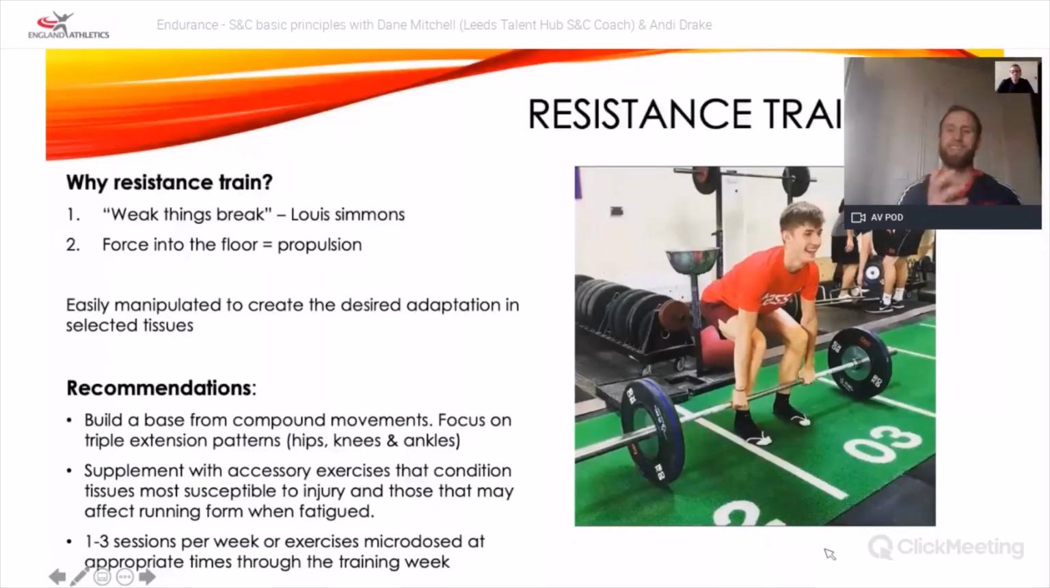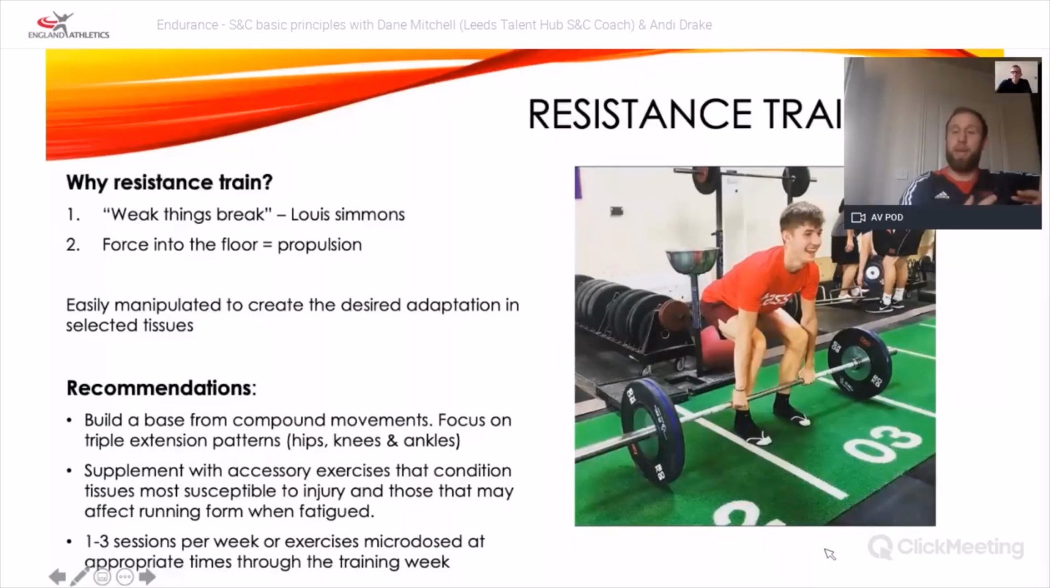So we do accessories for the little muscles, things like that, on top of these big compound exercises. And most of our athletes, from recreational runners and university runners all the way up to Olympic finalists, do between 1 and 3 strength training sessions per week.